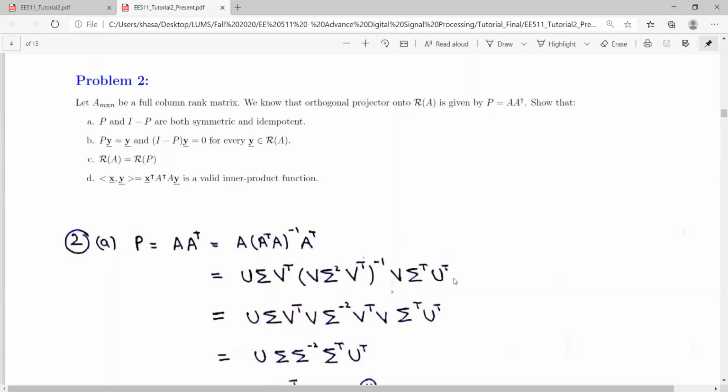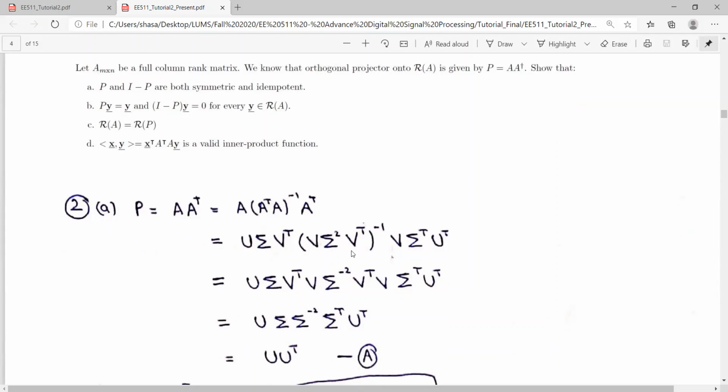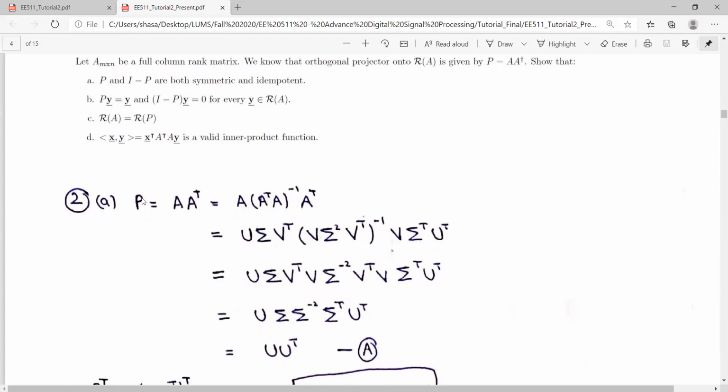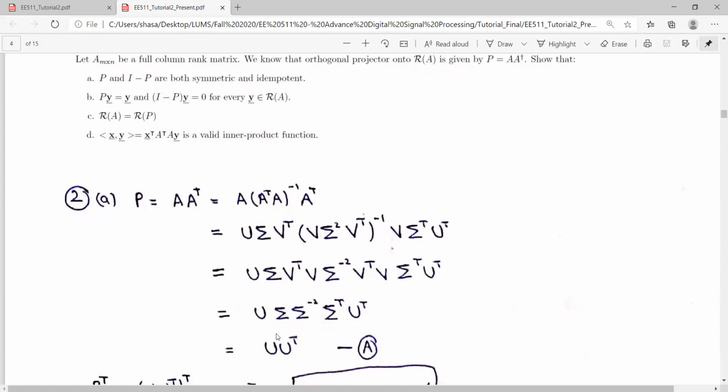Then I have taken A transpose here, then just opened it up once again. Since sigma is a diagonal matrix and V is an orthogonal matrix, its inverse computation isn't challenging, and what we end up with is that our projection operator P is just equivalent to UU transpose. And now I have made things easy for me.